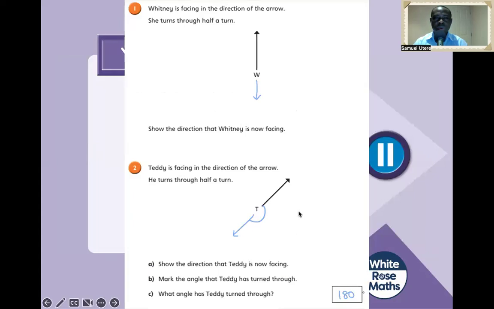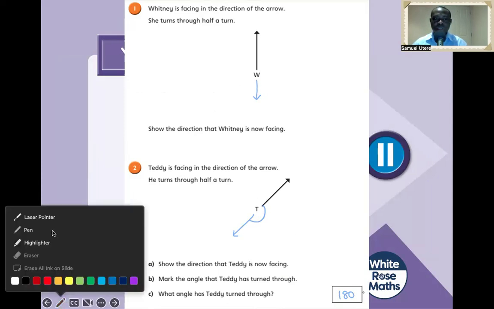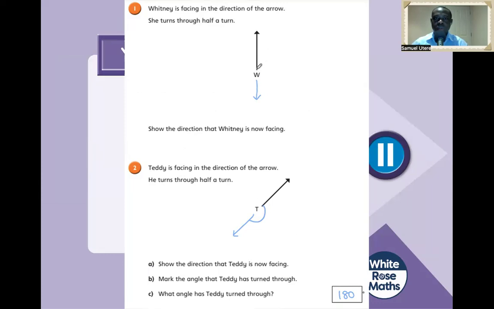So for question 1, you were asked, Whitney is facing in the direction of the arrow, right there. She turns through half a turn. Show the direction that Whitney is now facing. So half a turn is 180 degrees. Just to make sure you understand, 90 degrees would be making a turn up to that position, but half a turn is 180 degrees. So she would be in the opposite direction.